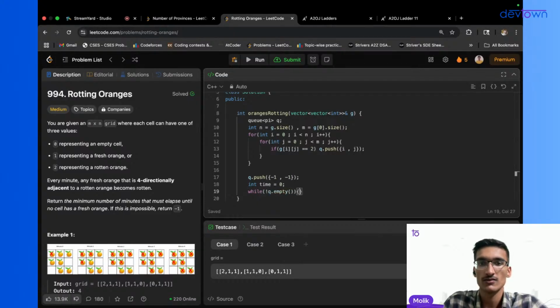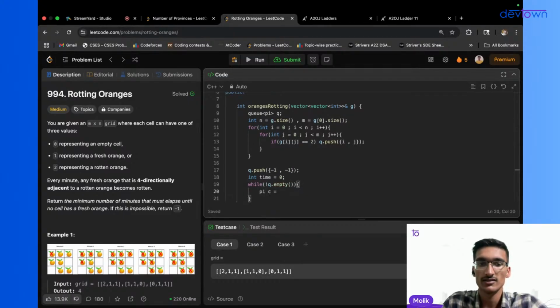Q.empty. pic is equal to q.find, q.pop. And then we can also define directions -1, -1, -1.